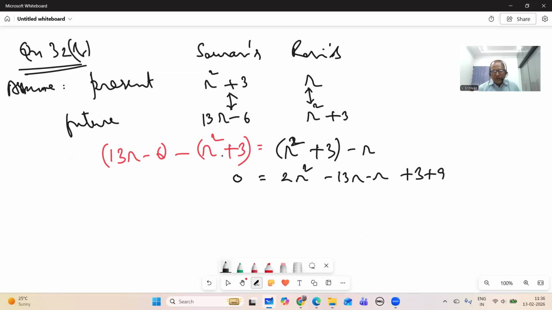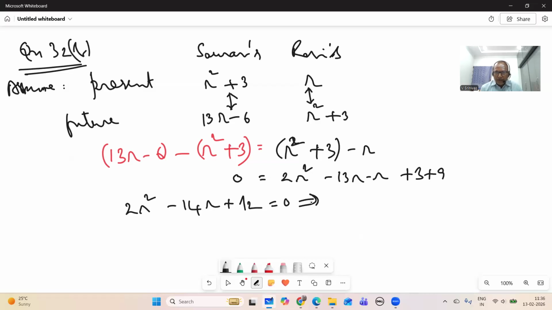I'm bringing minus r square to the right hand side, it becomes plus r square. R square plus r square is 2r square. And then the r terms, 13r. When it comes to the other side, it becomes minus 13r. Minus r is present here on the right hand side. And then minus 6 minus 3 is minus 9. When it comes to the right hand side, it becomes plus 9. Already plus 3 is there. So this gives us 2r square minus 14r and then plus 10 plus 12 is equal to 0.